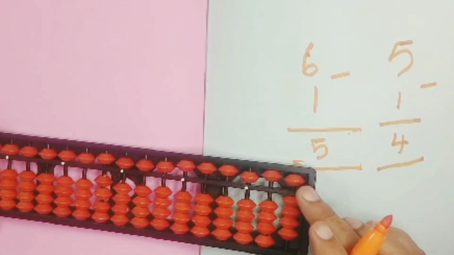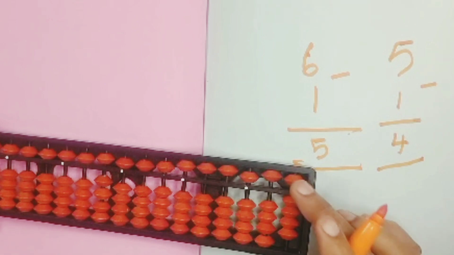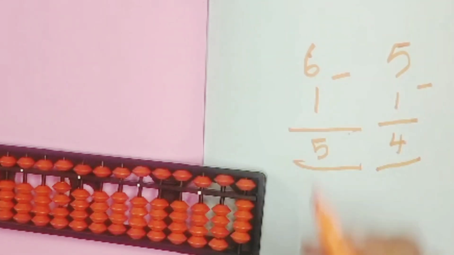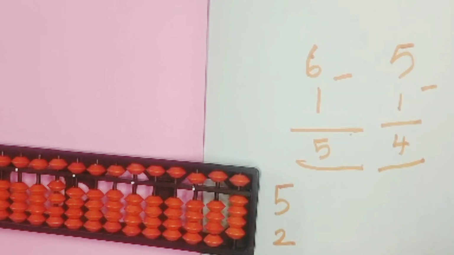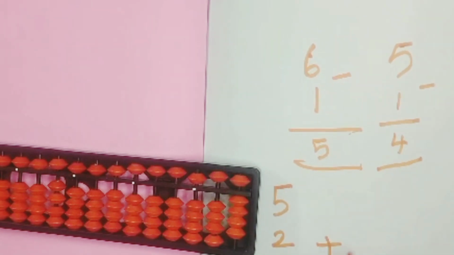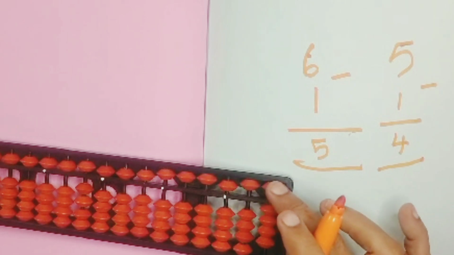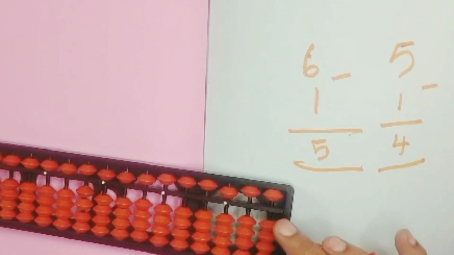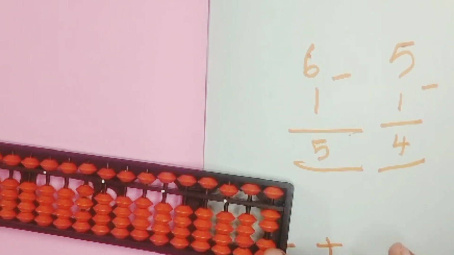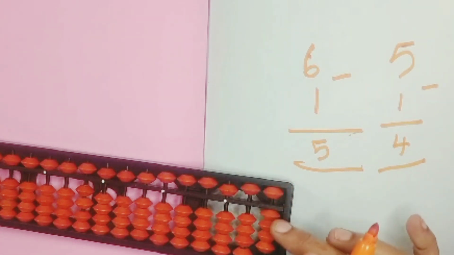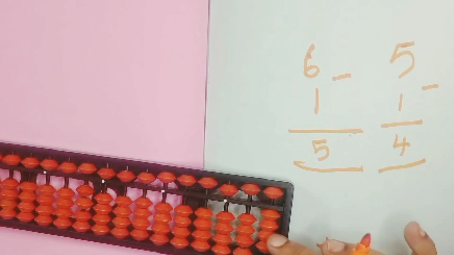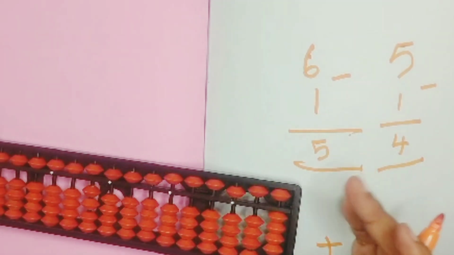Now let's do 3-digit addition. That is 5 plus 2 plus 2. How will you add this number? This is 5 plus 1, 2, again 1, 2. So total 5, after 6, 7, 8, 9. The answer is 9. So why should you learn Abacus?